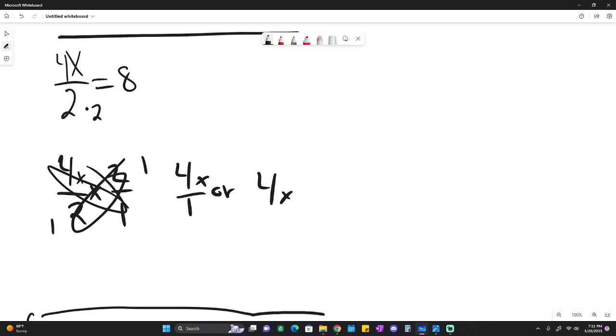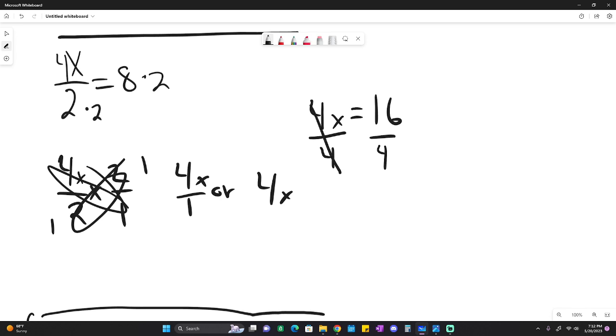Since we do this to one side, we have to multiply this 8 by 2, and we get 16. So our new equation is 4x equals 16. Now, just like in the last example, we're going to have to divide by 4.